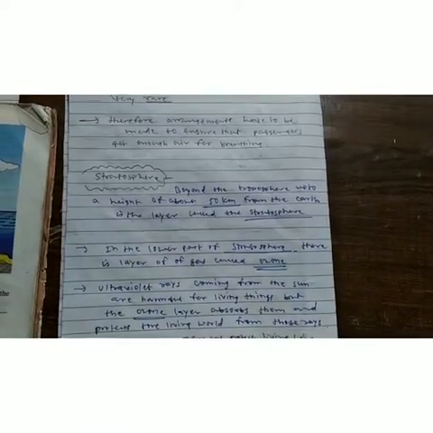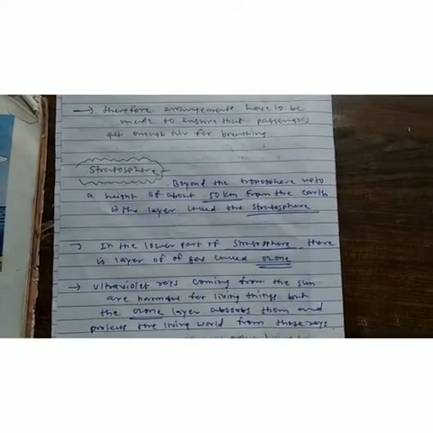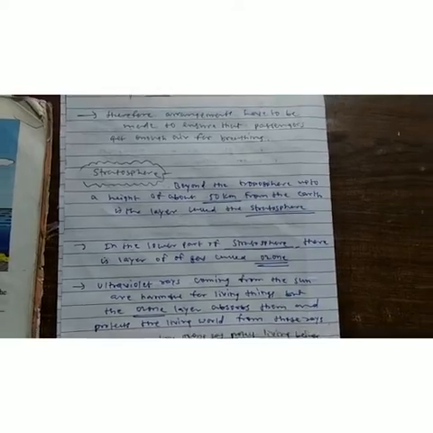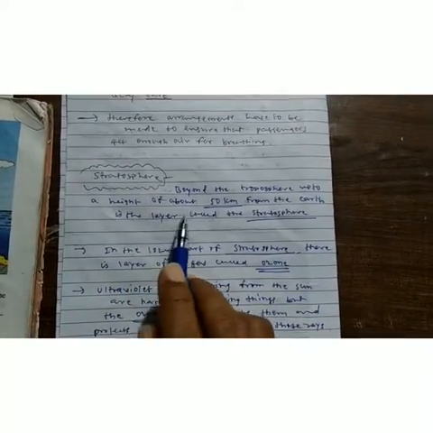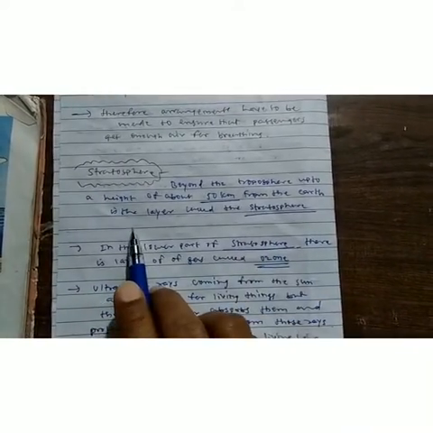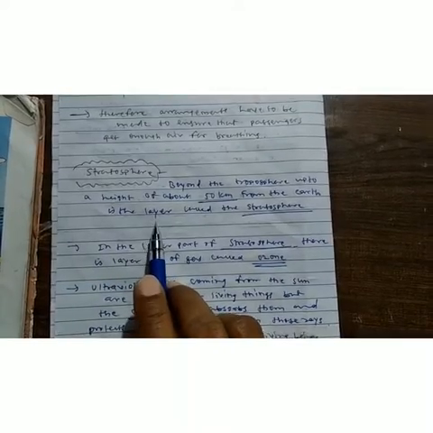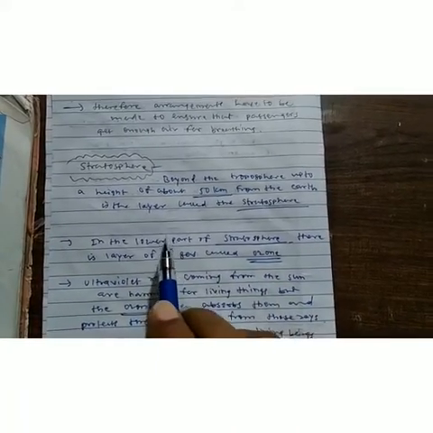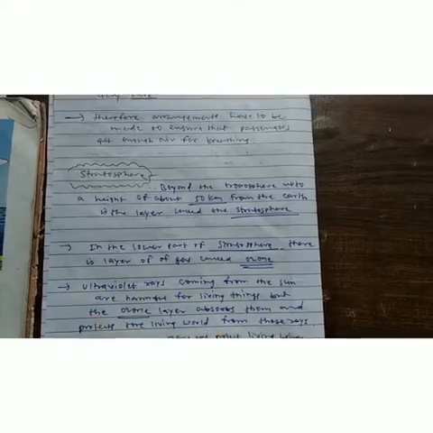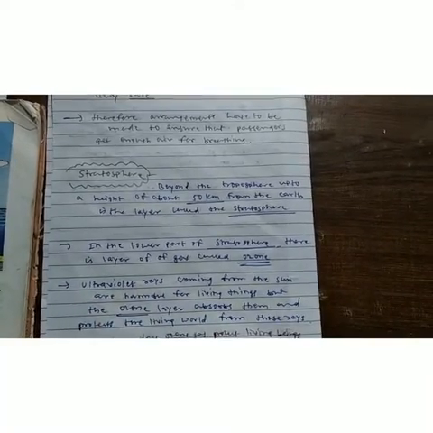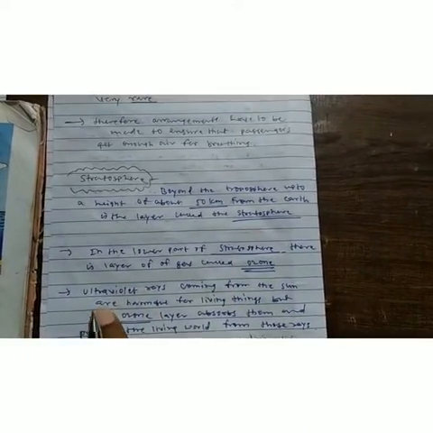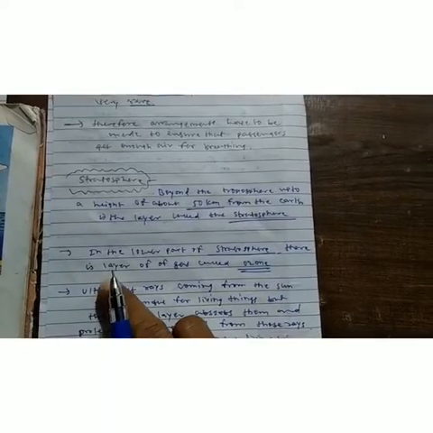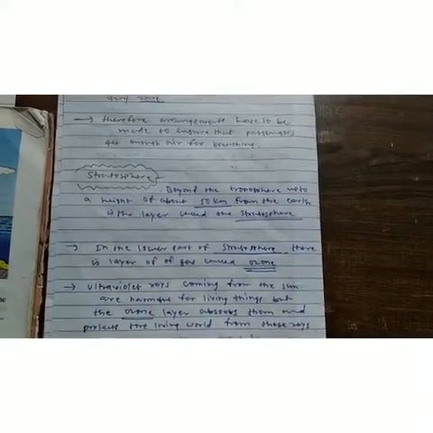This is the second layer. These two layers are very important, the troposphere and the stratosphere. Now beyond the troposphere, up to a height of about 50 kilometers from the earth, is the layer known as the stratosphere. Means from the surface of the earth, above 50 kilometers, this much area is covered by the stratosphere. 1 to 13 kilometers is the troposphere, and above that the stratosphere is there.